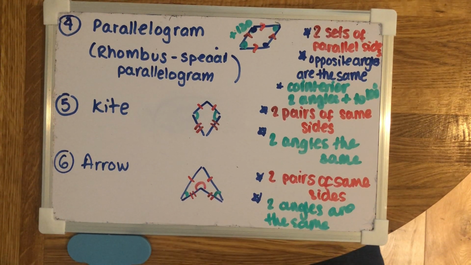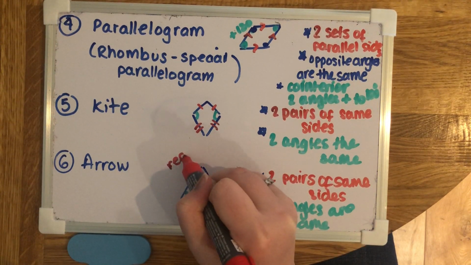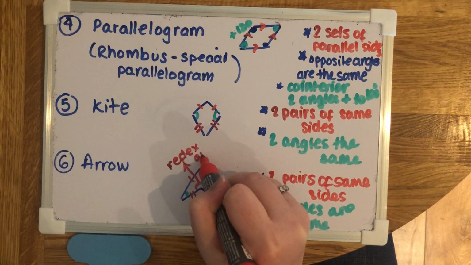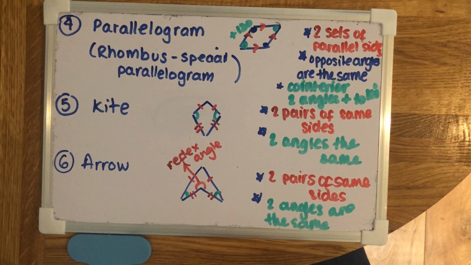Okay, this is a reflex angle, so it's an angle that's bigger than 180, and this is the only shape out of all of the quadrilaterals that we've gone through that will have a reflex angle. Okay, so if you don't remember what a reflex is, it just means an angle that's bigger than 180. Okay, so that's really important that you remember that.